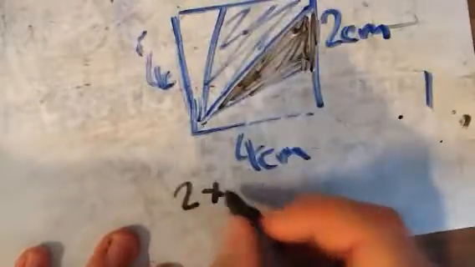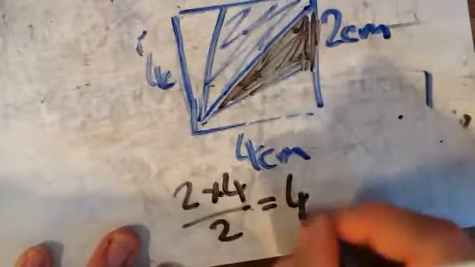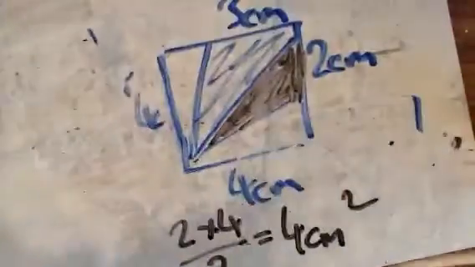Now for your black triangle, I'm going to use this as your base. I'm going to use that as your height. So I know for a black triangle, it's 2 times 4, which is your base times height divided by 2, which will actually equal 4 centimetres squared.